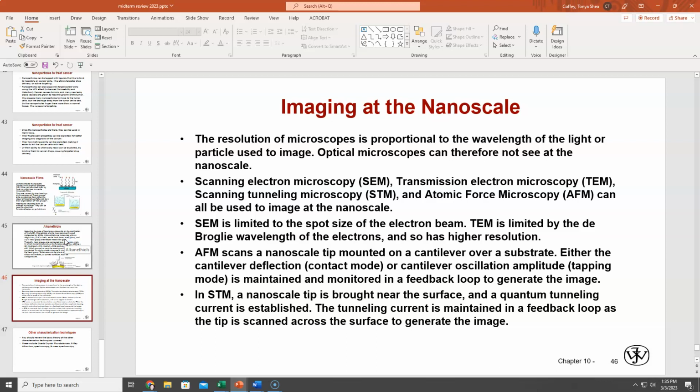In scanning tunneling microscopy, you bring a nanoscale tip near a surface, and there's a quantum tunneling current established between the tip and the surface. You apply a bias voltage in between the tip and the surface to make the current move in a preferential direction. And then this tunneling current is maintained in a feedback loop as the tip is scanned across the surface to generate the image.